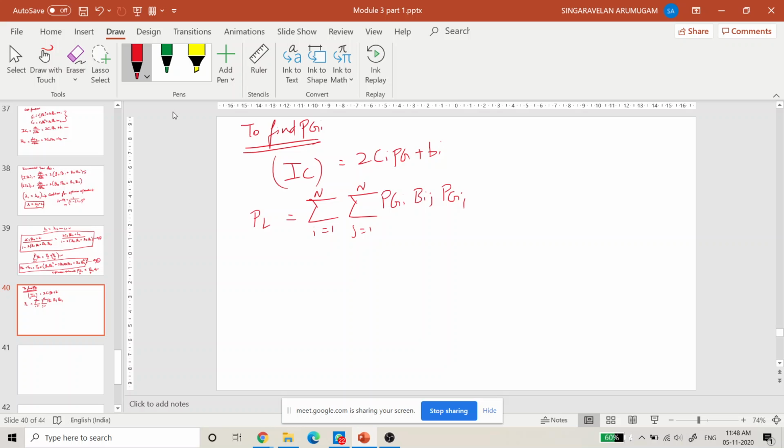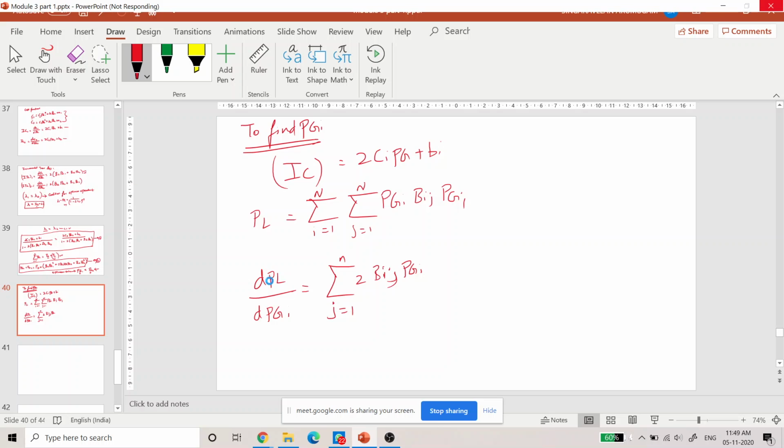Now I know that this incremental cost is nothing but, if I differentiate this PL with respect to dPGi, after differentiation of this PL, I will get the summation of j equal to 1 to n, and the left out is 2Bij PGj. You can solve this by going back to the upper slides. I am writing the final values directly. So this is my differentiation of losses with respect to dPGi.